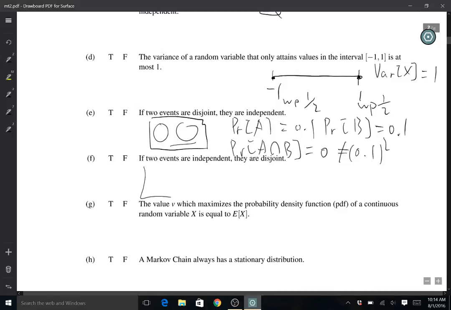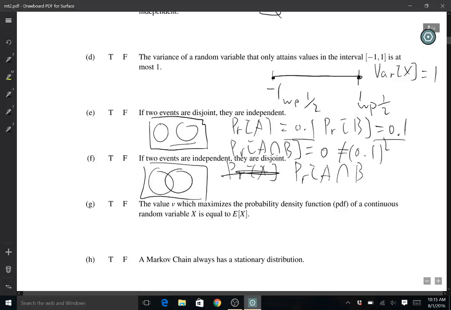Well, this is also not very true. Think about this case. Probability of A still equal to 0.1, B still equal to 0.1, okay? And they are actually independent. So if they're independent, probability of A intersect B should be probability of A times probability of B, which should be 0.1 to the power of 2. So it's not equal to 0. So these 2 are not disjoint. So this statement is false.